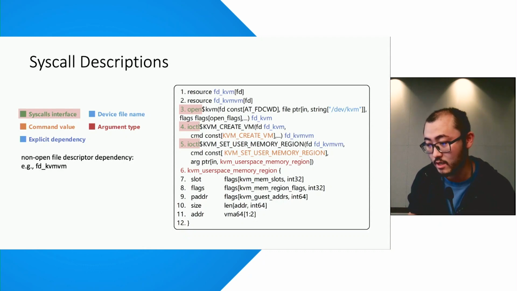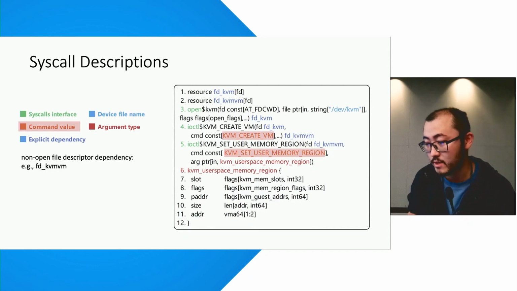The first one is the Syscall interface, which allows user space applications to interact with the driver. For example, the Syscalls open, IO control, and also read, write, and others. The next is the device file name, which is used as an argument in Syscall open. For example, here it is /dev/kvm.